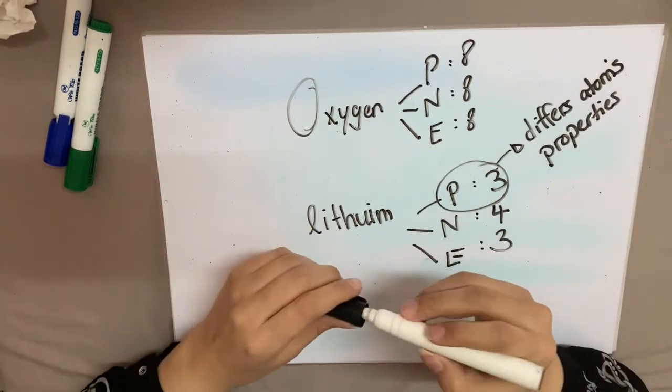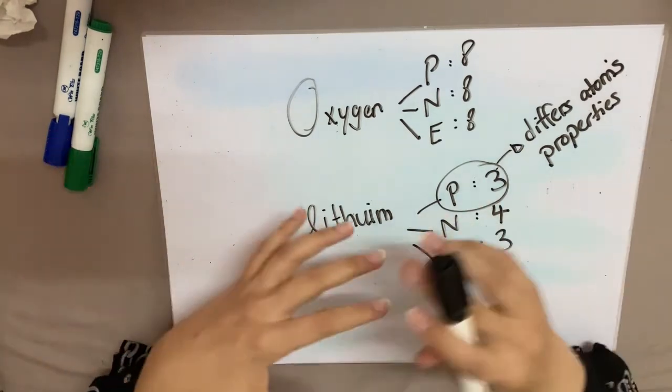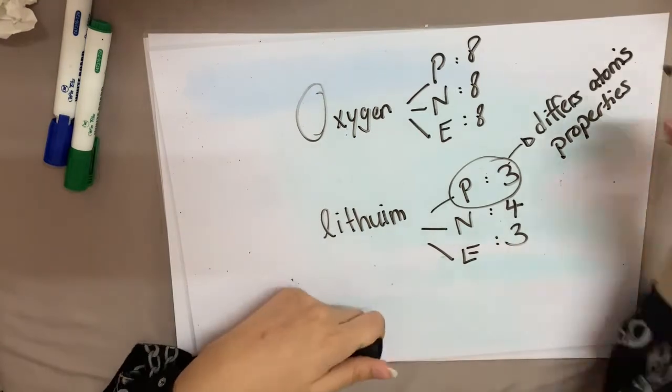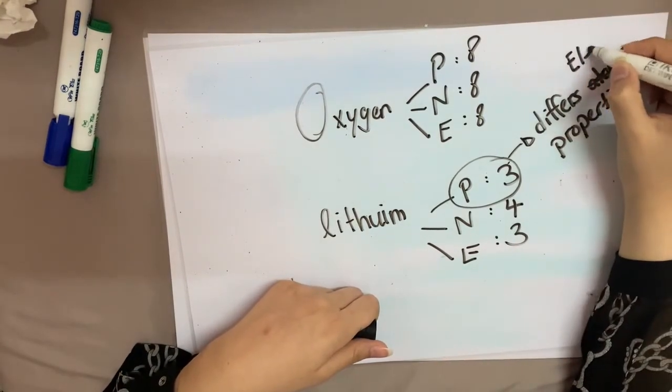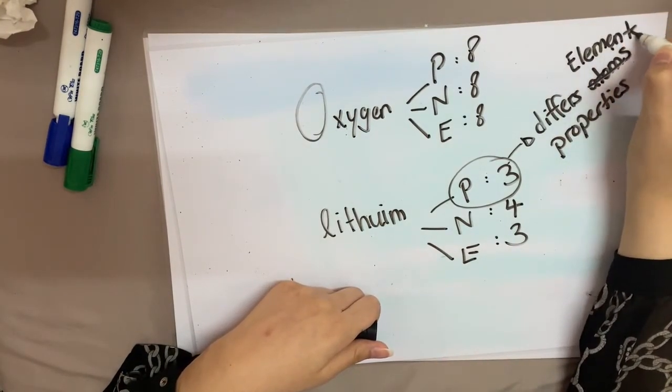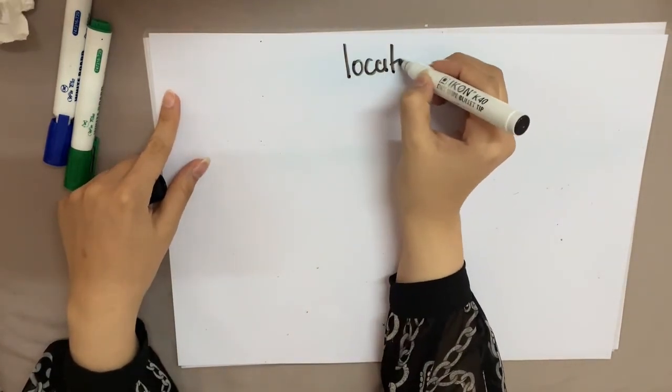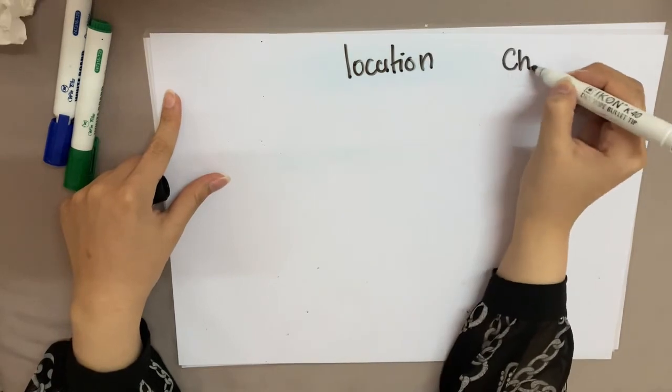With many different numbers of protons, we have many different properties in elements. Let's say elements, because we're taking them from the periodic table now. Okay, so let's try and sum up the core of the lesson. We have location and we have charge.